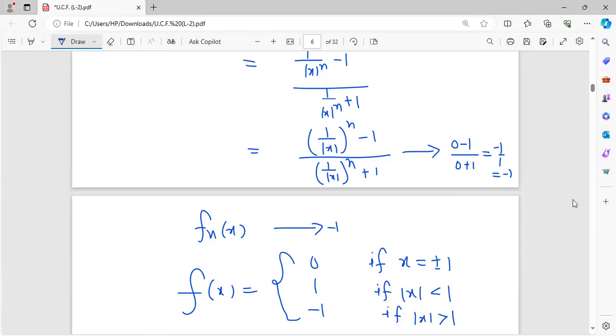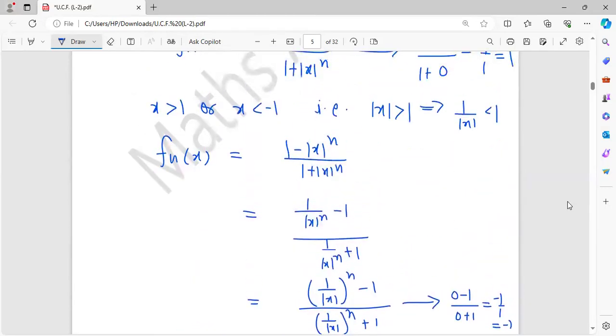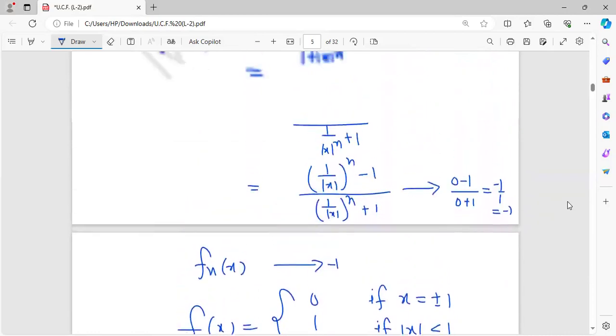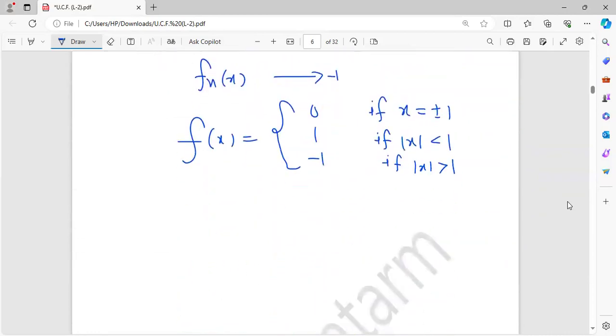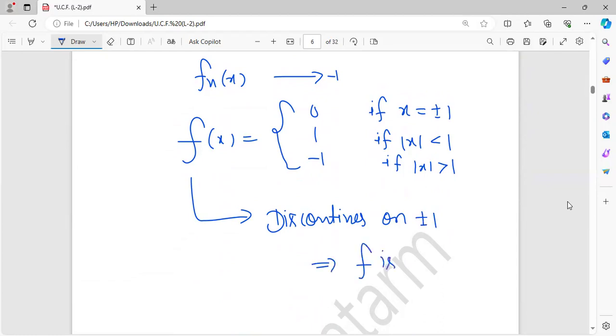Now you see that each fn is continuous function. What you can say about this? This is a discontinuous function. It is discontinuous at plus minus 1. So it means this implies f is discontinuous on R. And what about each fn?